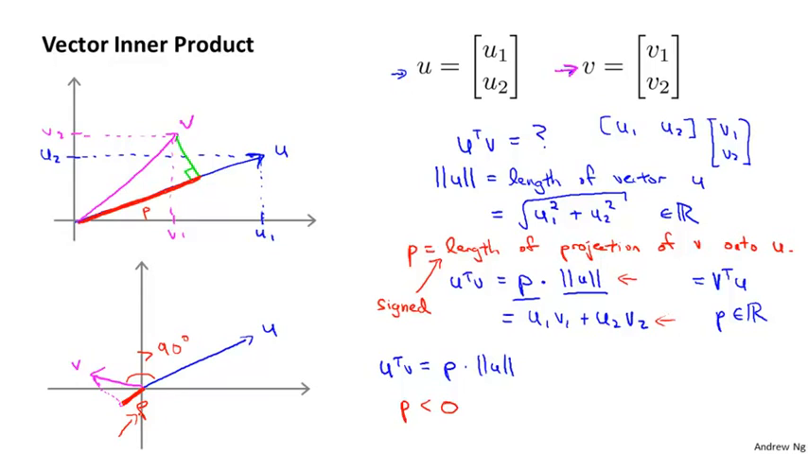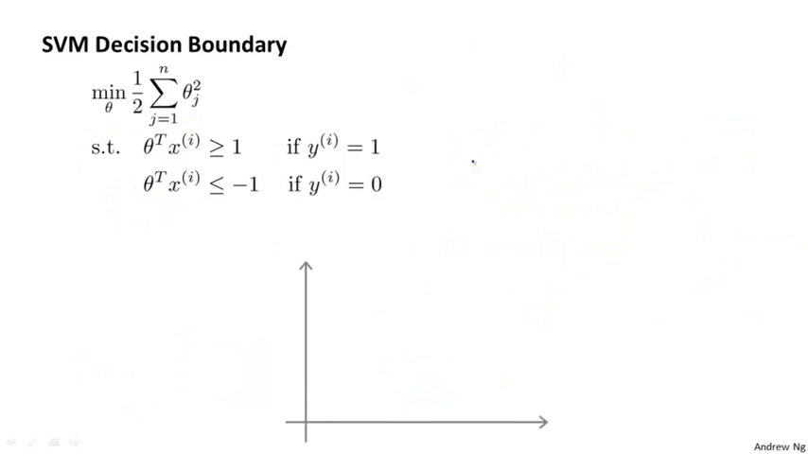We're going to use these properties of the vector inner product to try to understand the support vector machine optimization objective a little better. Here's the optimization objective for the support vector machine that we worked out earlier. Just for the purpose of this slide, I'm going to make one simplification to make the objective easy to analyze. I'm going to ignore the intercept term, just ignore theta 0 and set it equal to 0. To make things easy to plot, I'm also going to set n, the number of features, equal to 2. So we have only two features, x1 and x2.